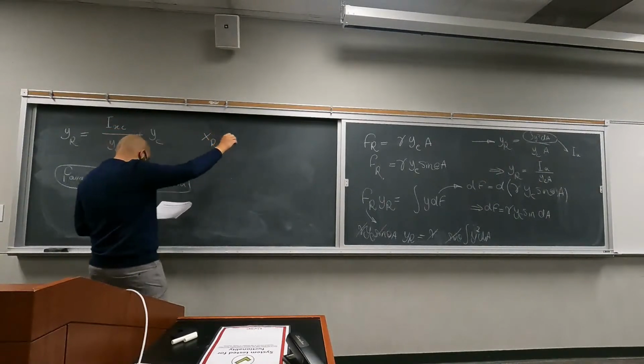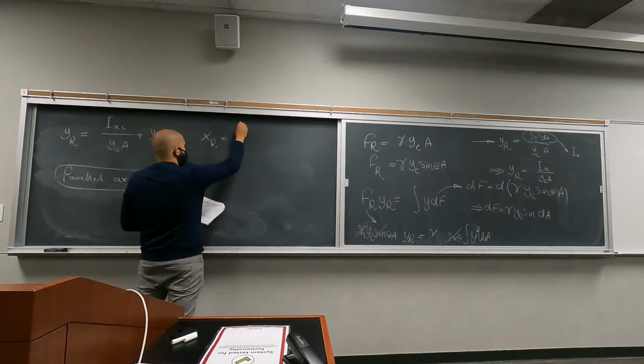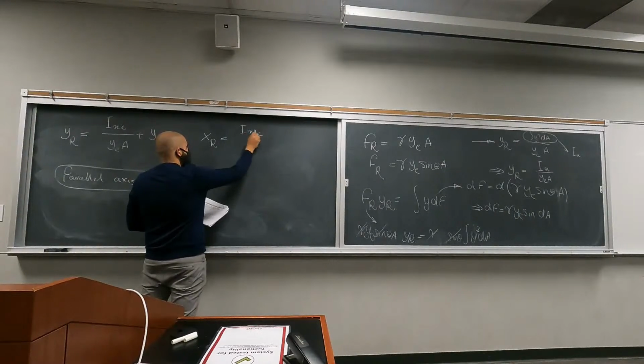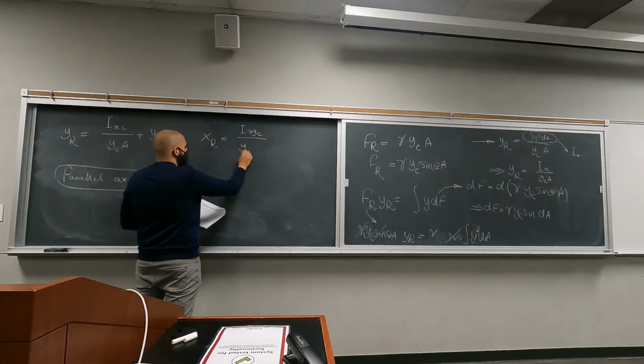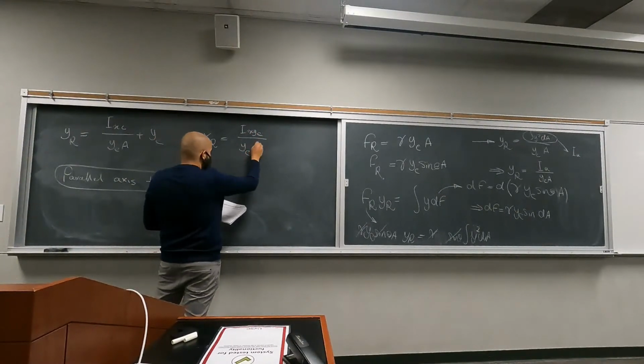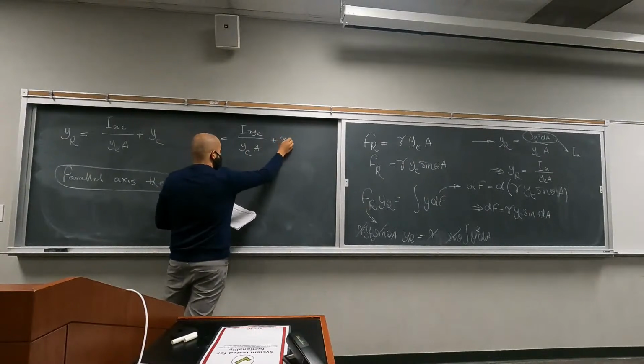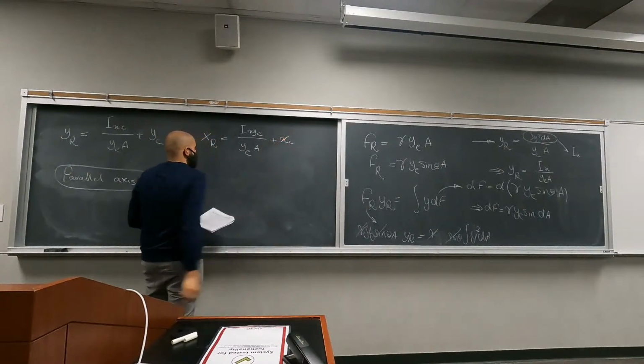You get this formula. It's going to be Ixy of c divided by y of c divided by A, plus the first moment of area in the x direction.